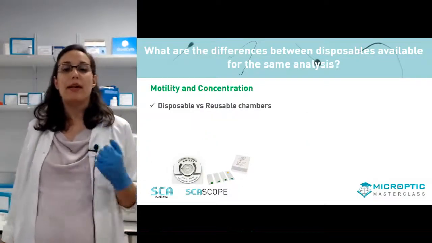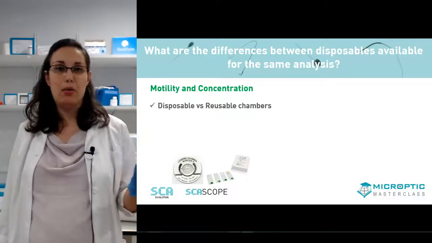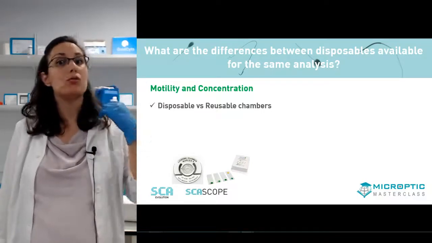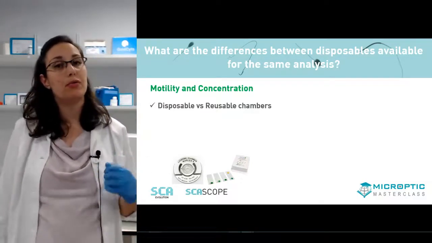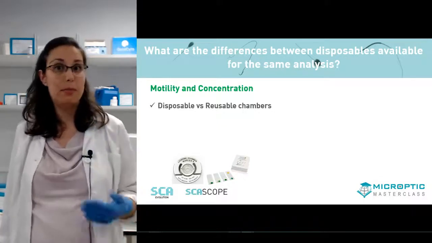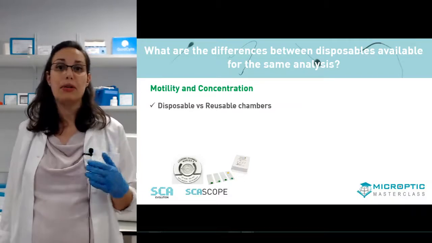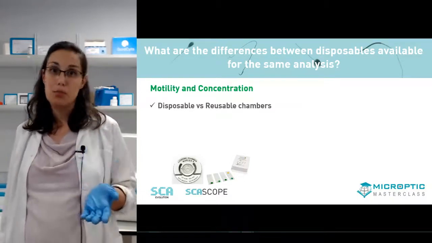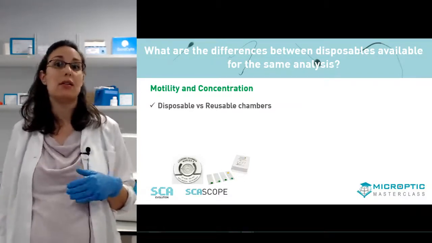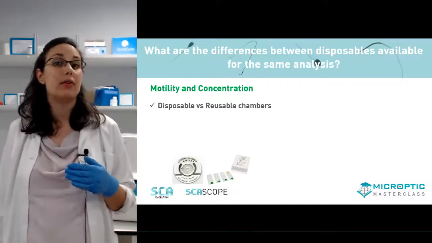In the same way that we evaluate the semen parameters as soon as possible, it is very important to assess sperm motility because it's very sensitive to the passage of time. Here it's very important to select the best disposable for doing the analysis. It should be very accurate and reliable.